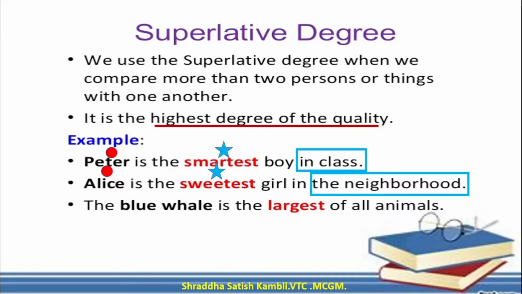Alright. The next one. The blue whale is the largest of all animals. So out of all the animals that exist on planet Earth, the blue whale is the largest. That is, it is the biggest in size. Okay? So children, these are the 3 degrees of comparison for adjectives. Let us take a quick look at some interesting examples, and also I will teach you certain important points that you have to remember.